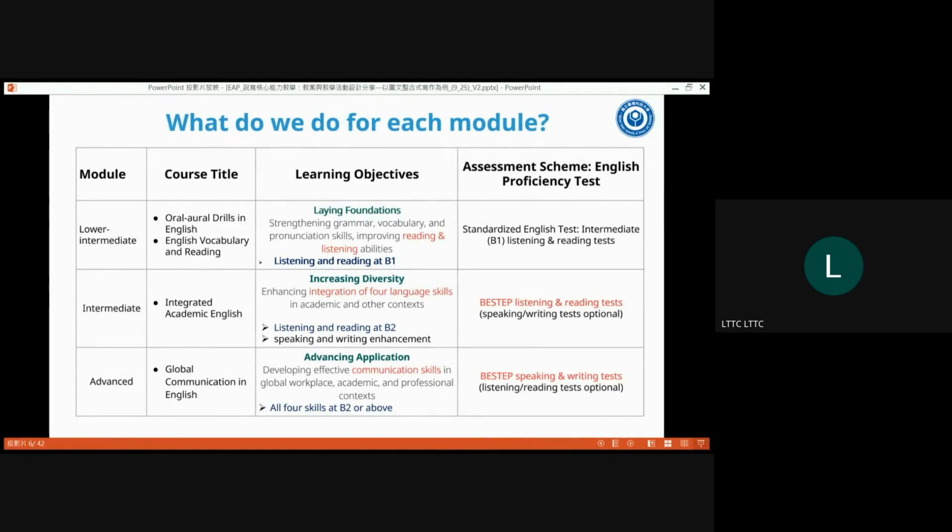Students who are in this module have already reached B2 level in CEFR. So the goal is to develop effective communication skills in global workplace, academic, and professional contexts. The ultimate goal is to ensure that students in this module reach the B2 level on four different skills. For this module, we also work with BESTEP, and we use the speaking and writing components of BESTEP as the assessment plan.